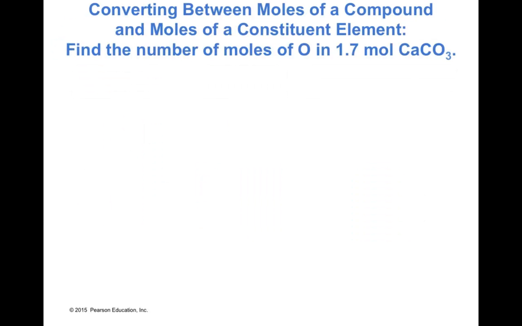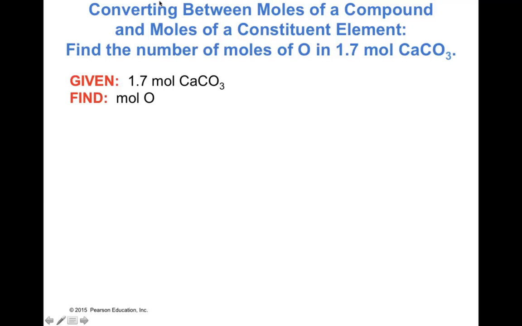So, converting between moles of a compound and moles of a constituent element. Find the number of moles of oxygen in 1.7 mole of calcium carbonate. So we start with this value. This is what we have in the problem. We have 1.7 mole of calcium carbonate, and we need to determine the number of moles of oxygen. So we need to look for a conversion factor that can relate the number of moles of oxygen and the number of moles of calcium carbonate, and that will be from our chemical formula.